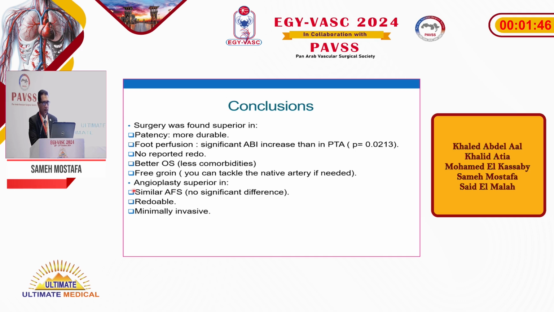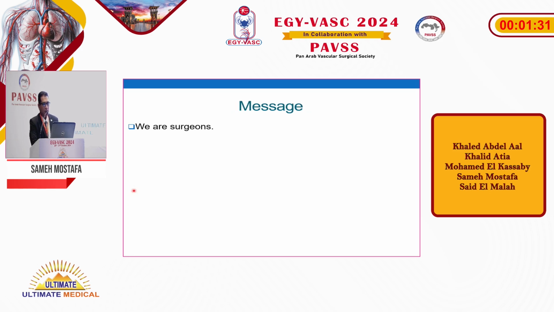It is redoable, you can do it multiple times. It's minimally invasive and has no wound complications. However, retrograde PTA proved to have a higher reintervention rate than the antegrade one in the tibial disease. The message is, we are surgeons, we love surgery, but it's not easy. You should have certain conditions to do your bypass: a young, fit patient for anesthesia, limited tibial artery disease, and a good vein conduit, and it's not the case in the majority of cases. So angioplasty will be the first choice in the majority of cases due to the nature and the pattern of the tibial artery disease, but prepare yourself for redo.